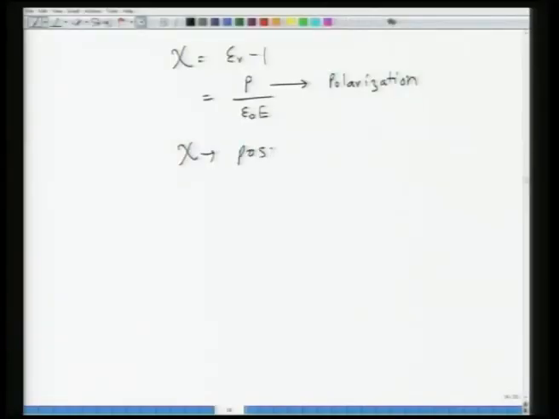So, chi is basically a representative of the response of the vacuum capacitor upon insertion of a material, and chi is always a positive quantity for a dielectric material.